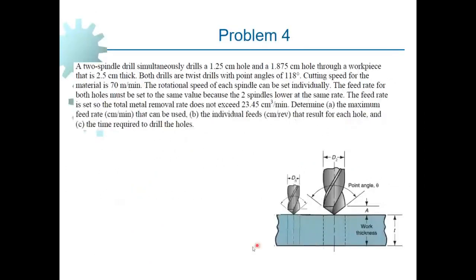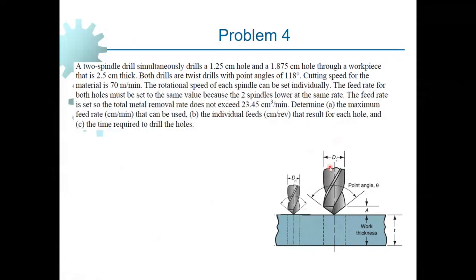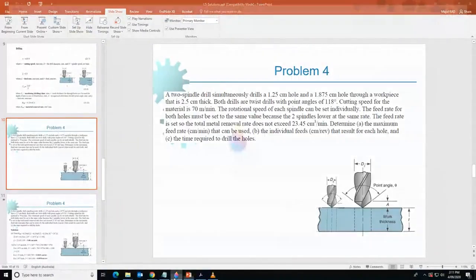Okay, moving on to the first problem, a homework problem on drilling. Let's see what we are supposed to do in this problem. It's asking us to consider a situation where a two-spindle drill is making two holes on the workpiece at the same time. This is possible if we are making use of multi-spindle machines. And that was included in the video clip. Let me just show you where it was.